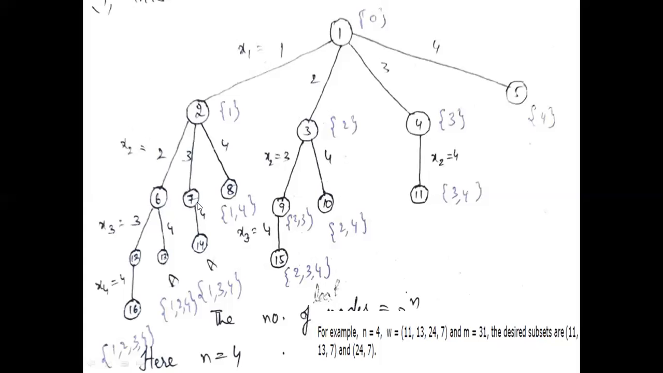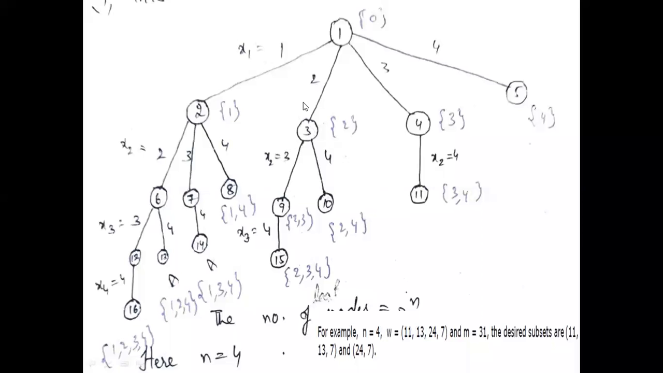Next, the seventh node represents the sum of the first element and the third element, that is 11 plus 24, which is 35. The eighth node represents the sum of the first element and the fourth element, that is 11 plus 7, totally 18. So the eighth node represents sum equal to 18, the seventh node represents sum equal to 35, and the sixth node represents the sum of the first two elements, 24.